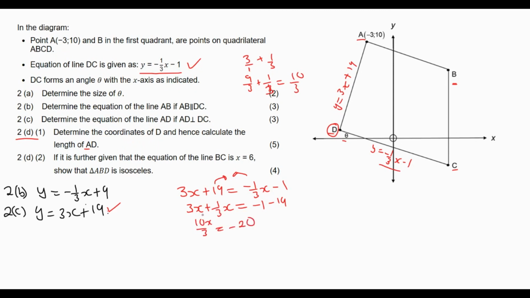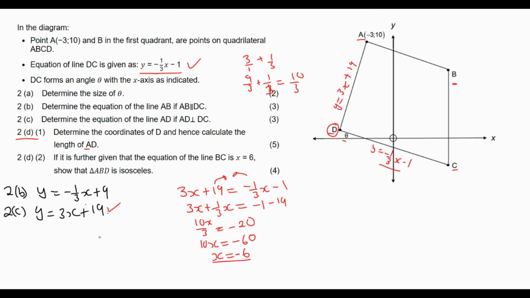Or what you can do, you can multiply everything by 3. Multiply both sides by 3, so that 10x = -60. Then divide by 10 on both sides of the equation. x = -6.